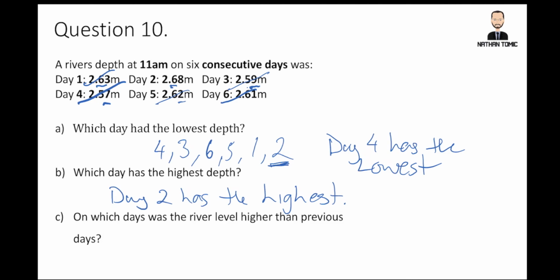Day 6 was followed by day 5. So they're not consecutive, so it doesn't work there either. But here we have day 1 happening, and then the next day being day 2 is bigger. So because you look at the order of them here, day 1 happens, and then day 2 does happen after it, and it is bigger. All right, so let's look at the actual numbers. Day 1 was 2.63 up here, and day 2 is 2.68, definitely bigger. So on which days? Days 1 and 2, simple as that.